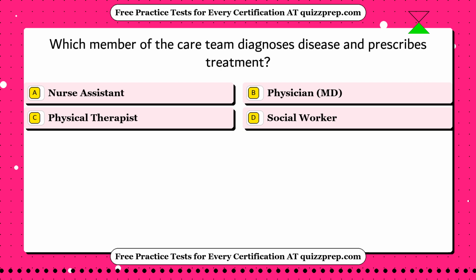Question 45. Which member of the care team diagnoses disease and prescribes treatment? Option A, nurse assistant. Option B, physician, MD. Option C, physical therapist. Option D, social worker.